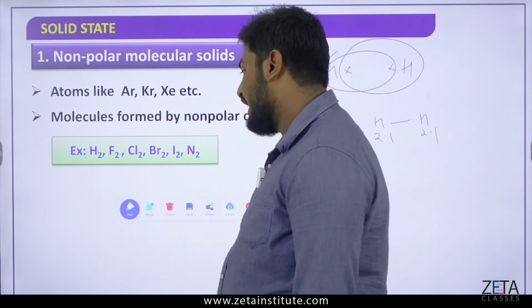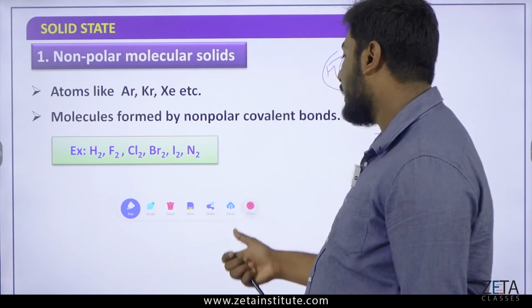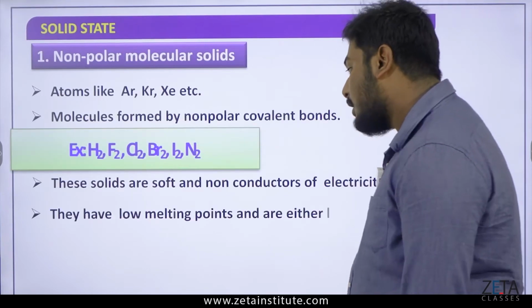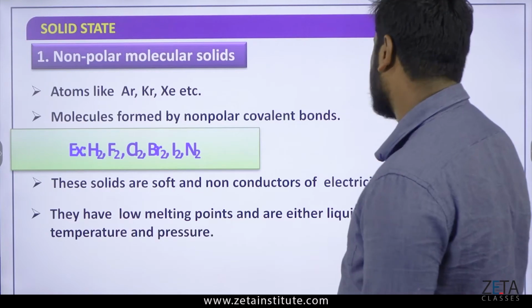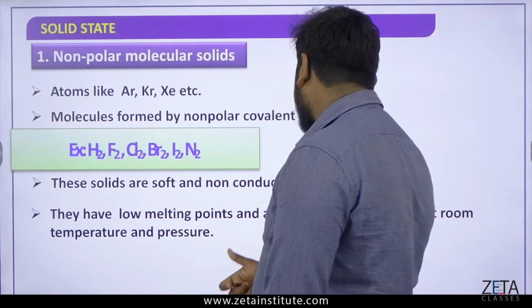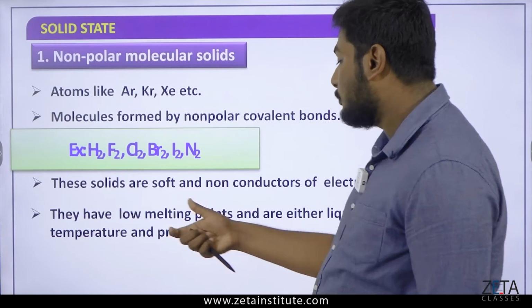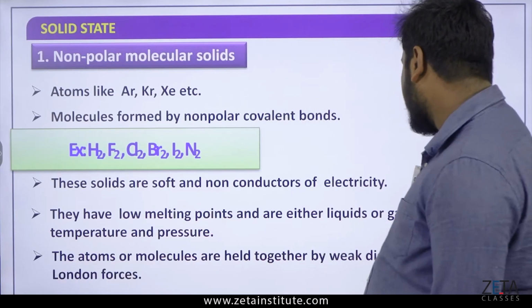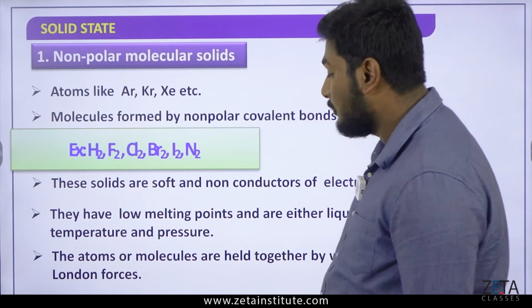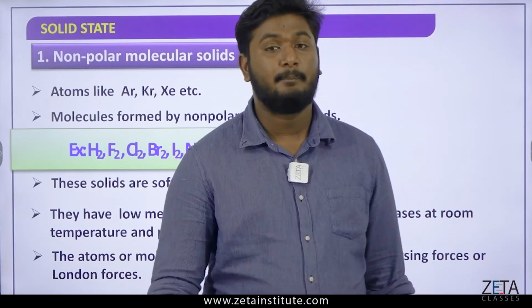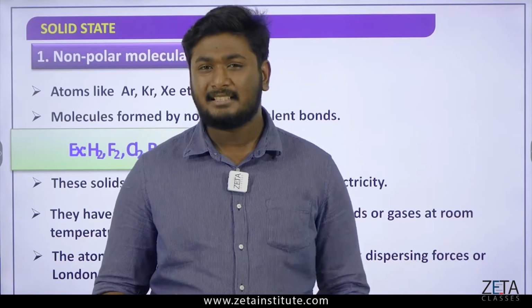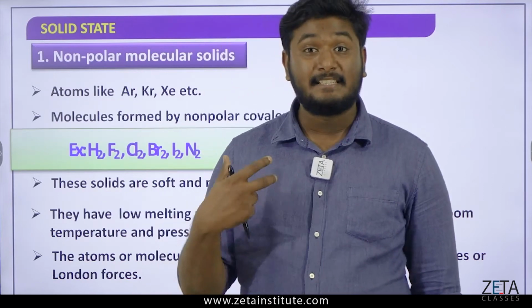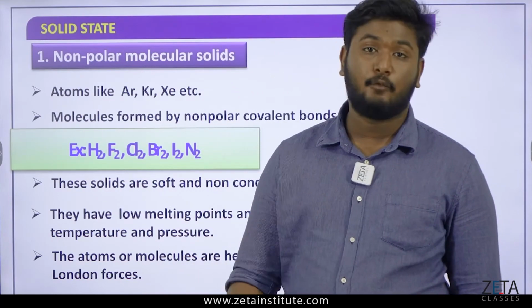Examples are H2, F2, Cl2, Br2, I2 and N2. Clear? And the examples are very important. These solids are soft and non-conductors of electricity. They have low melting point and are either liquid or gases at room temperature and pressure. The atoms or molecules are held together by weak dispersion forces or London forces. London force was discovered by Fritz London. Clear? In case of non-polar molecular solid, the force of attraction between them is dispersion force, or we can say London force. Clear?